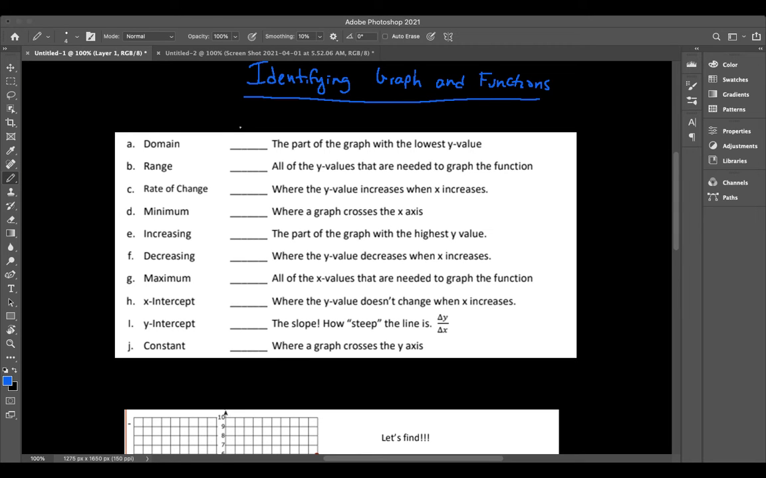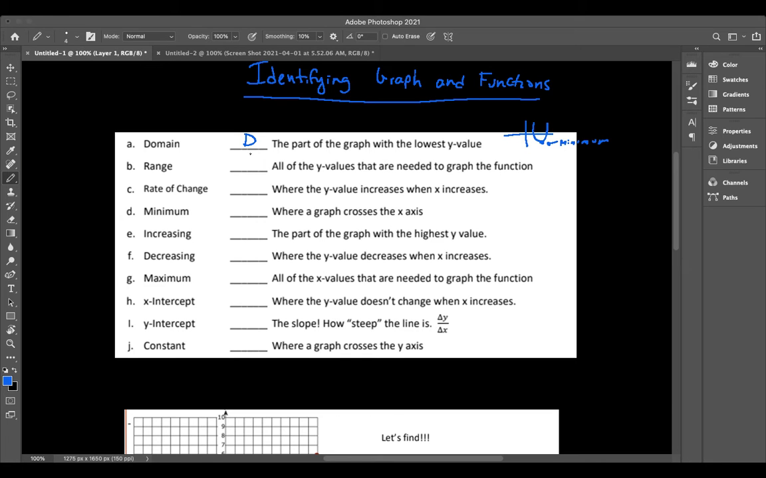So the first one is basically the part of a graph with the lowest y value, okay? So that would always be the minimum. Okay, that would be the minimum here. That would be D. So what I'm basically saying there, if I have a graph here, all right, the lowest portion, here's a parabola, here's the lowest spot, so that would be the minimum. Okay, like that.